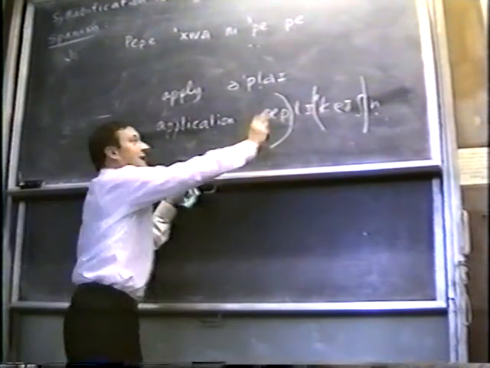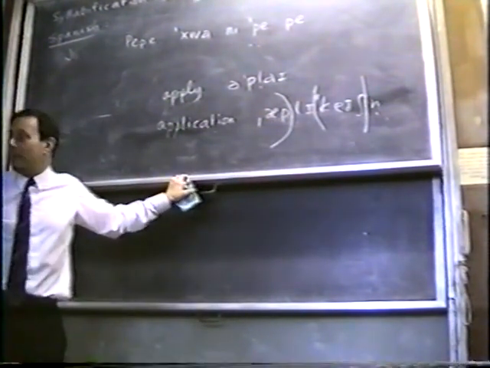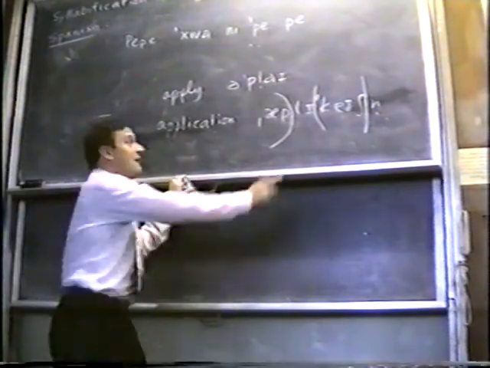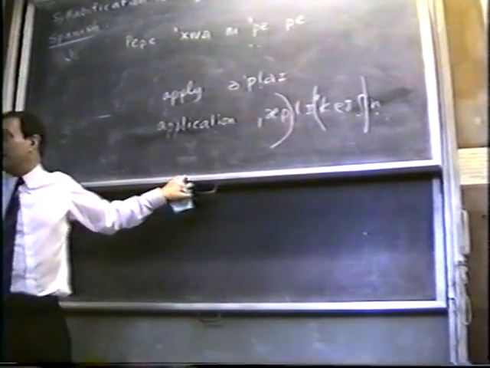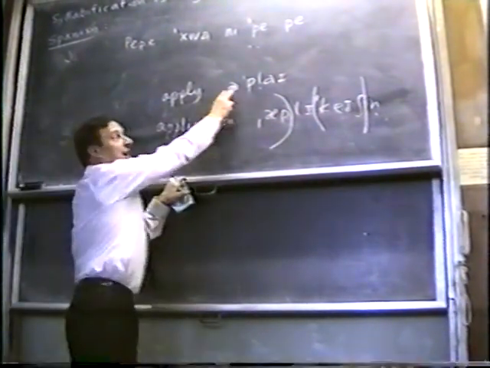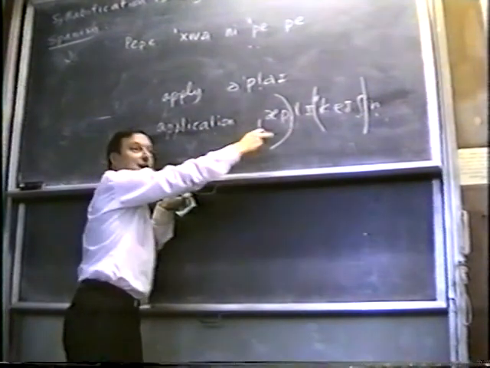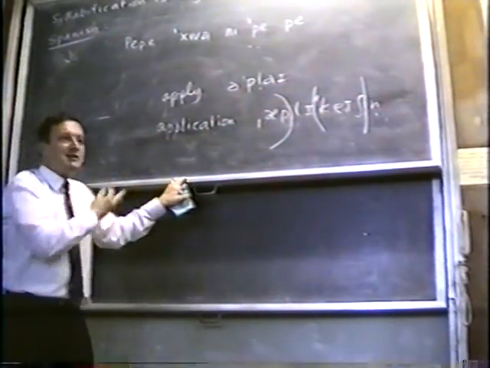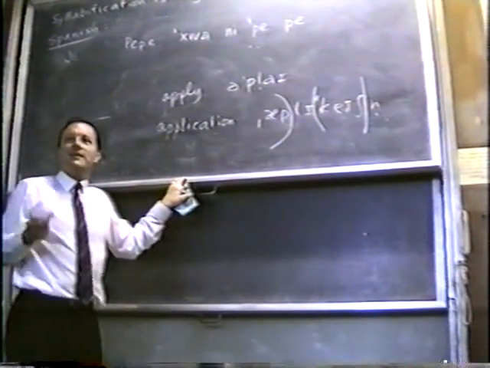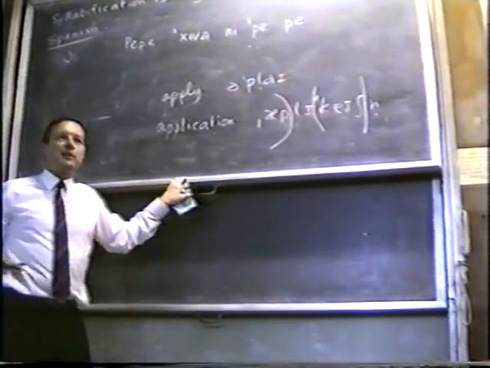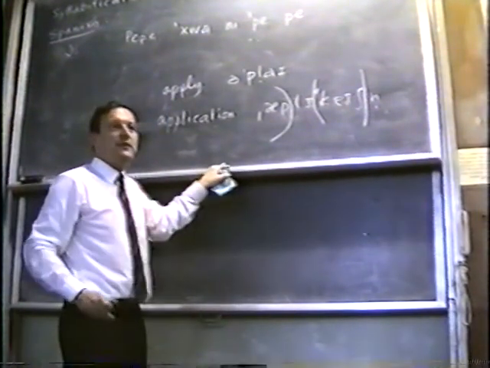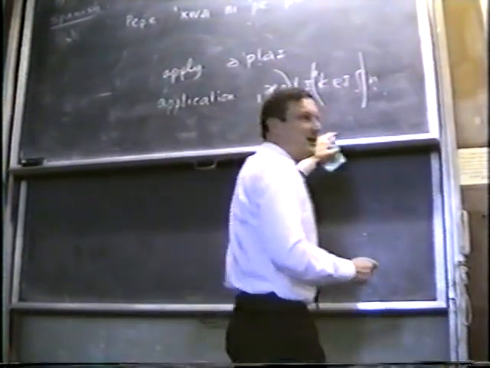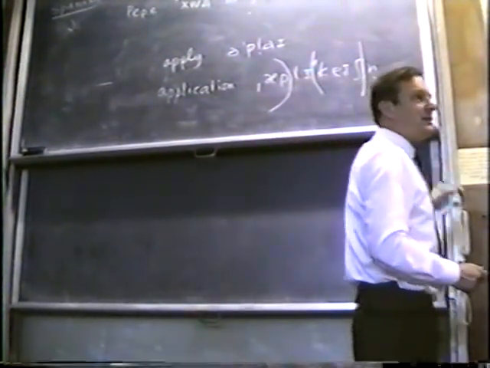Application. Notice now, absence of aspiration, application, voiced L, application. Apply, voiceless L, application, voiced L. So, this analysis in terms of syllables gives us an explanation of some rather subtle phonetic differences that are to be observed if you listen very carefully to the way people pronounce things.